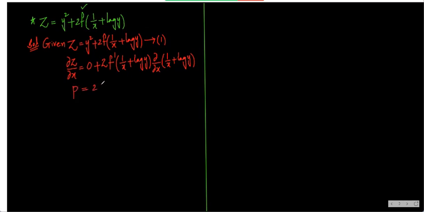P is equal to 2 into f dash of (1 by x plus log y), into, the derivative goes to this term only. Only 1 by x is differentiable, and the rest becomes a constant, so it becomes 0. The derivative of 1 by x is minus 1 by x square. Close it. Constant terms I am not writing.